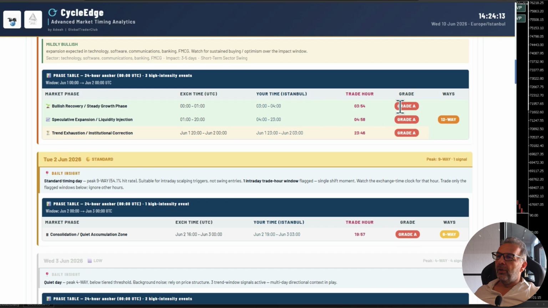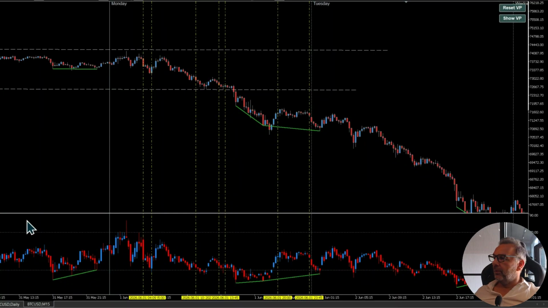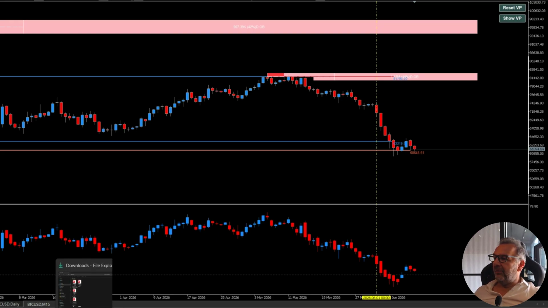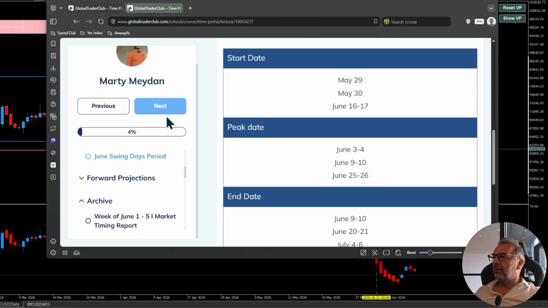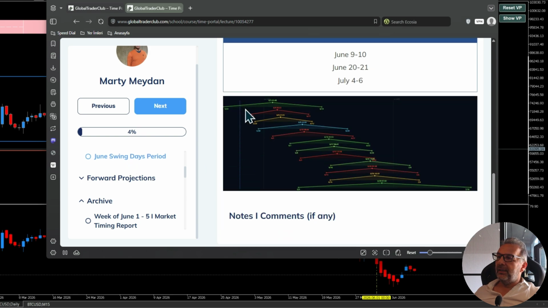So on those days we had grade A pushing volatile. Okay, and that's what it's saying, structural volatile. So 1st of June market, from there, this is the 1st of June. Okay, just going down. All right, now remember, in the members area there is also the swing days periods, which you can see.